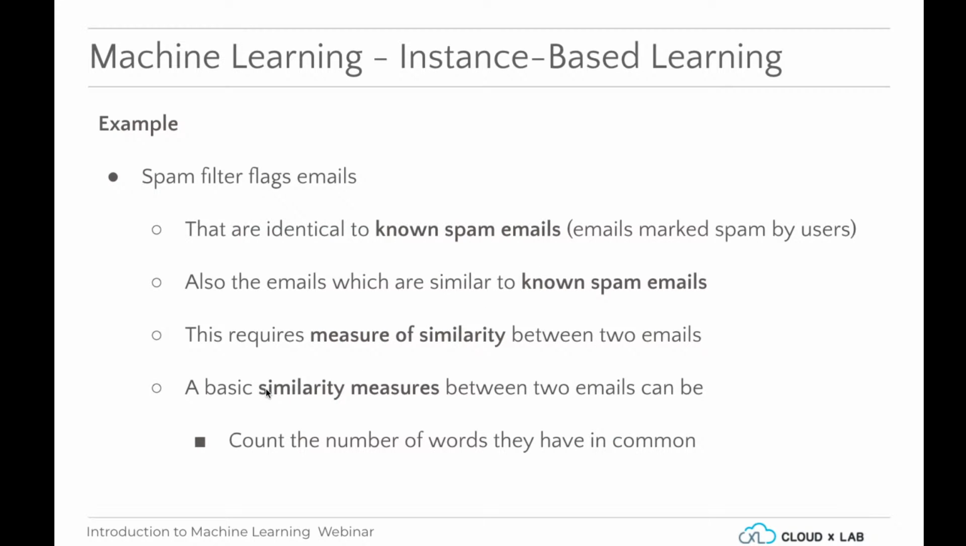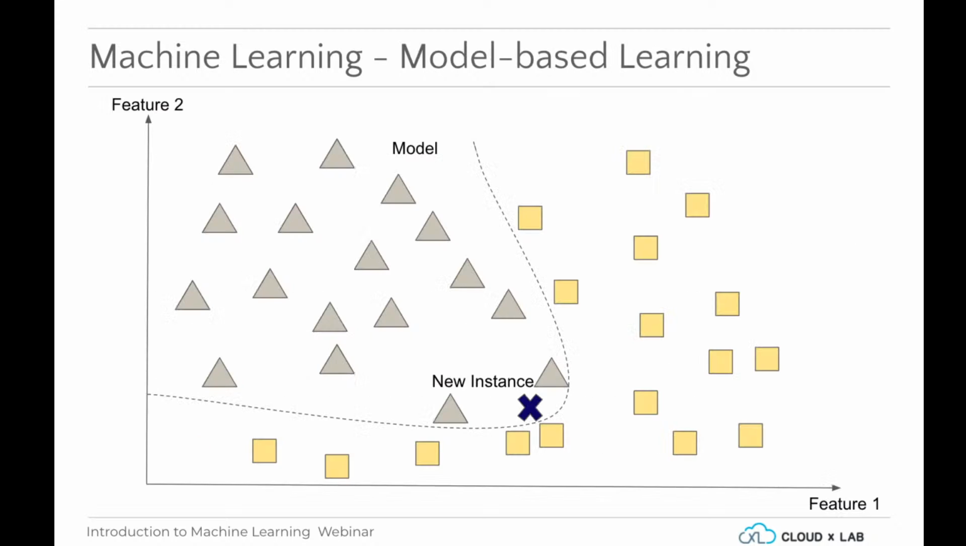What are common metrics to compare two emails? One would be to count the number of words they have in common. For example, words like credit, card, free are words they may have in common. If you have emails that are similar to known spam emails, I'm going to call it a spam. So that's instance based.